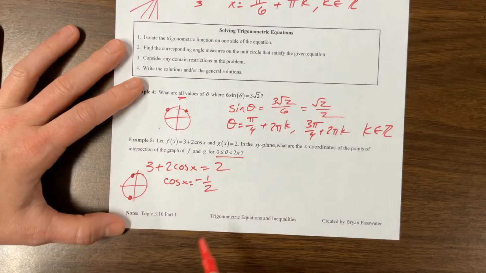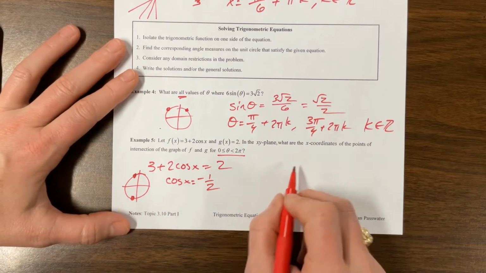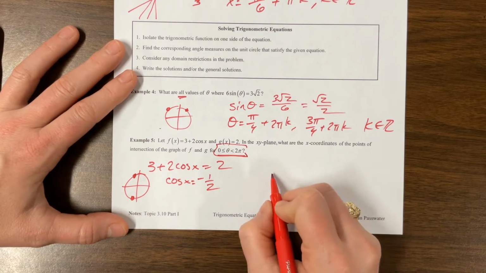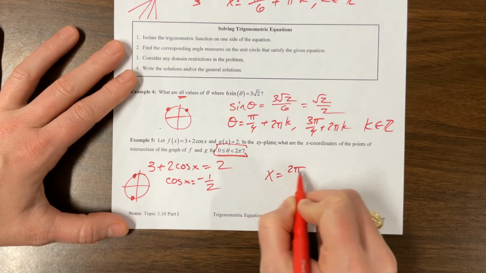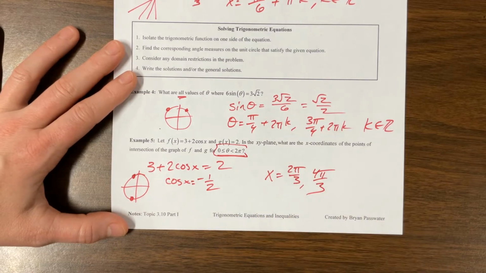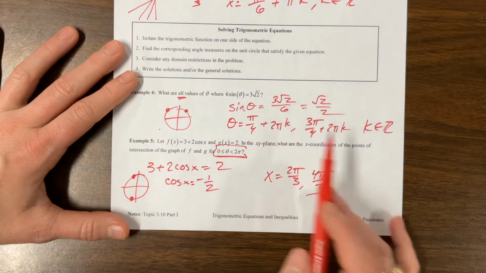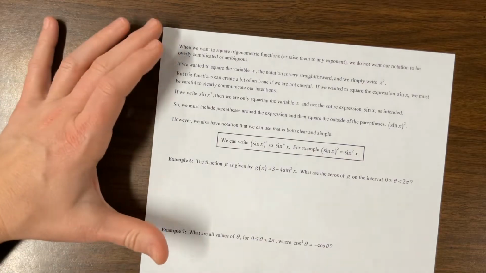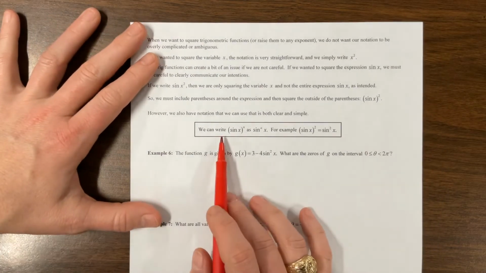We went over a little and up a lot. And so you get one time around the circle and you're done. That's what this right here tells you. And so it would be 2 pi over 3 and 4 pi over 3, and we're done. If they changed it to find all, then I'd have to add my 2 pi k. Okay. When we went to square trigonometric functions, I talked about this in a recent video.